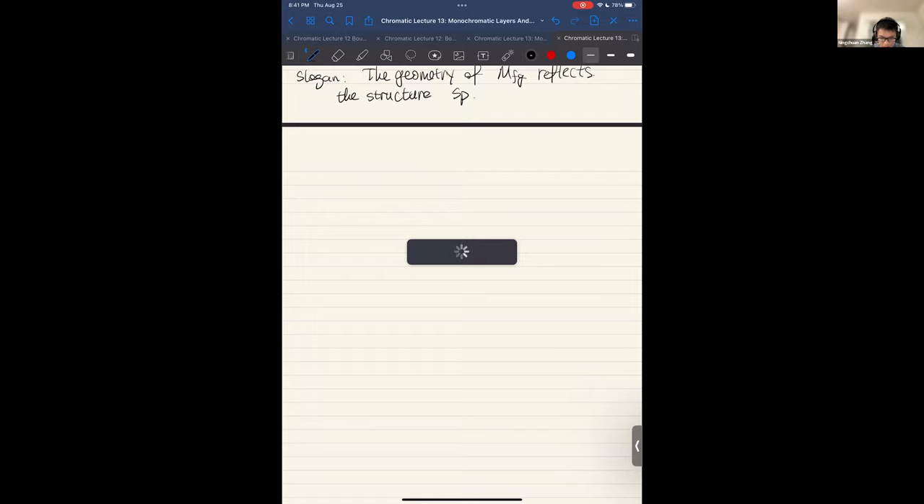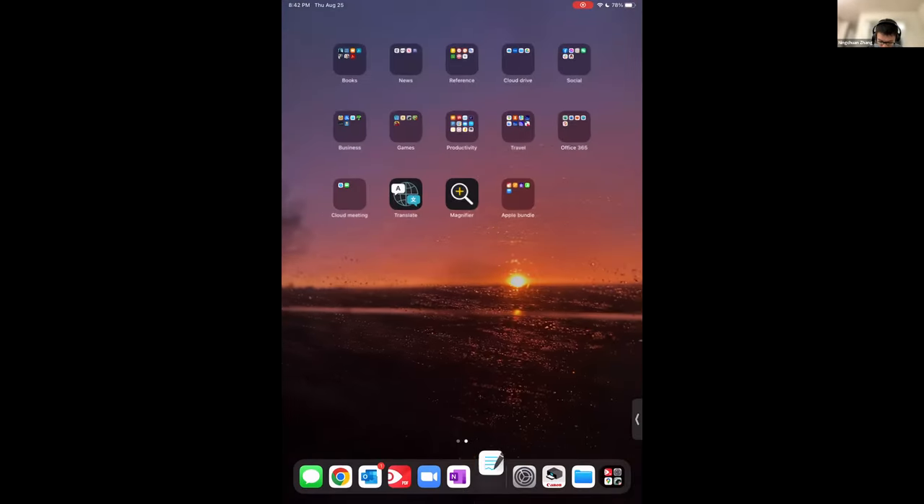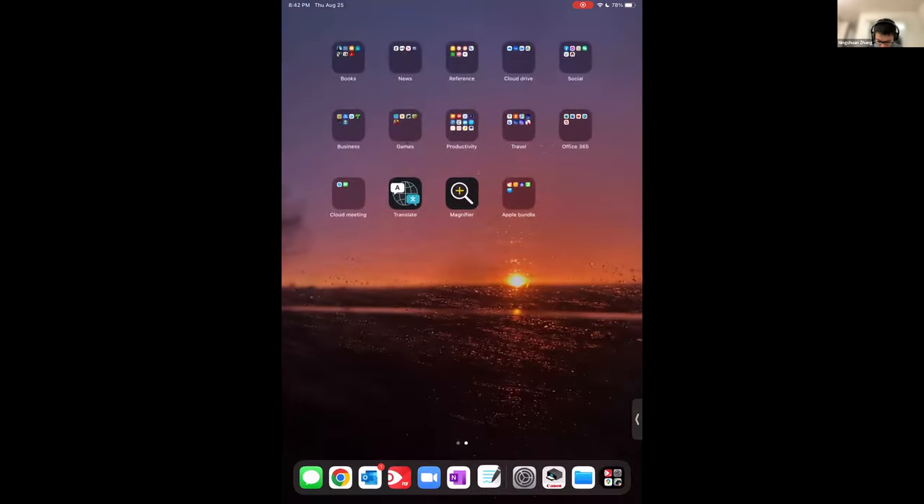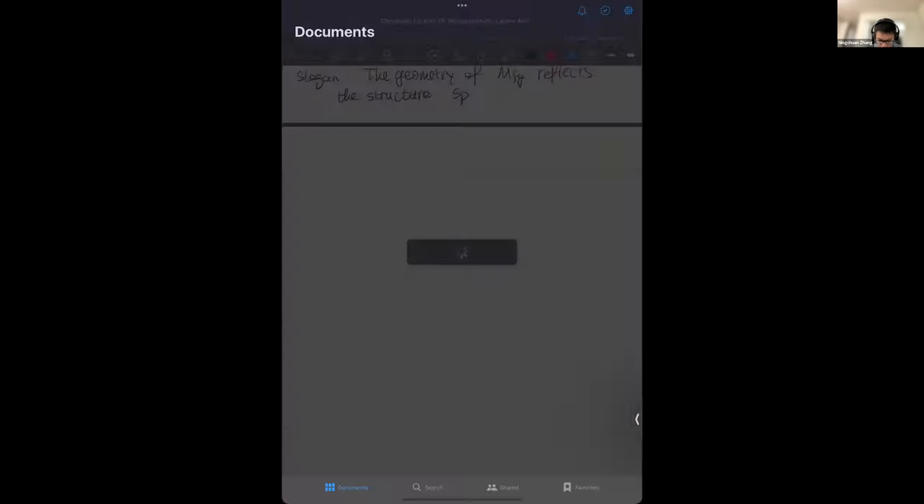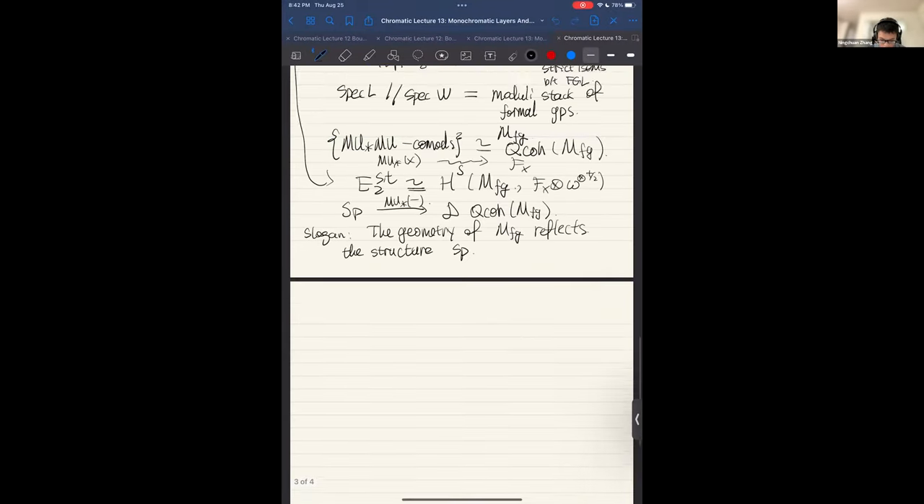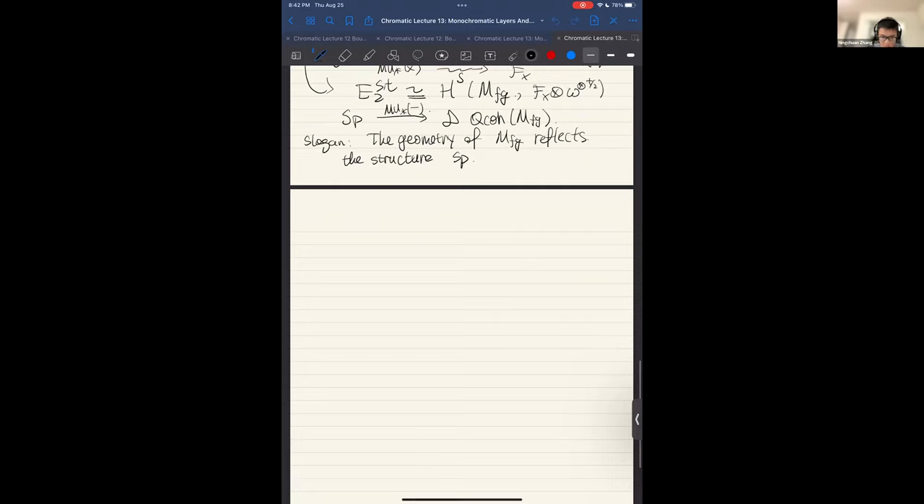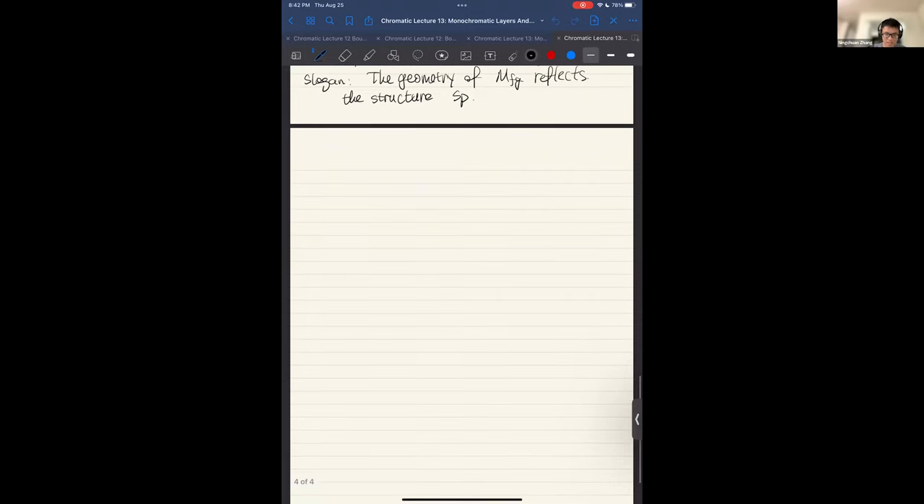Does it work? No, it doesn't work. Okay, I guess it doesn't really work now. I thought it was going to work. Never mind. I guess it's not going to work, so I won't try that.